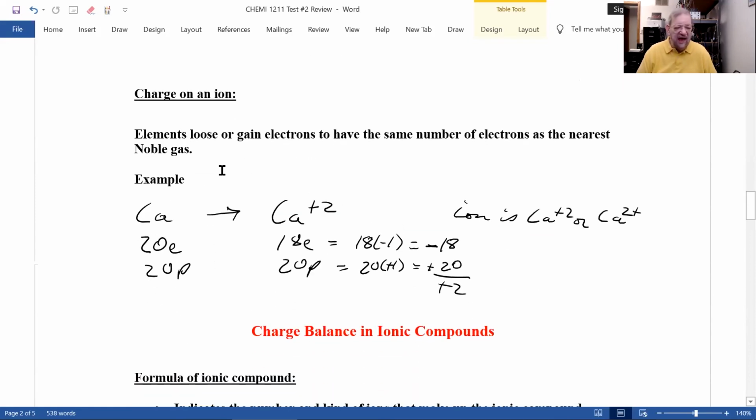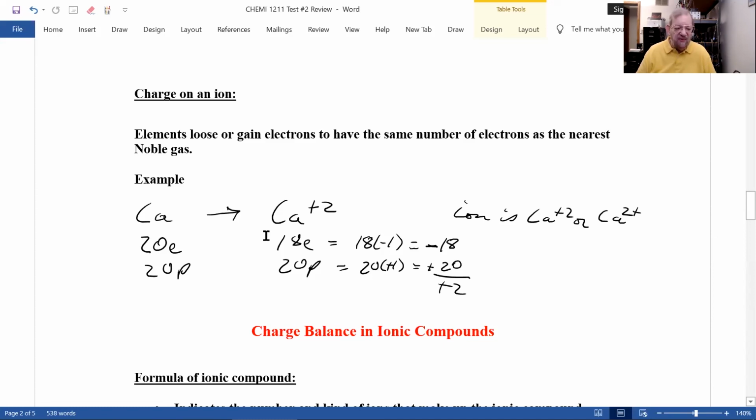Now, when you gain or lose an electron, you form an ion. And how do you do that? Determine what ion an element will form. Elements lose or gain, so they have the same number of electrons as the nearest noble gas. Therefore, calcium, what ion does calcium form? Remember, atomic number gives you the number of electrons and the number of protons in an atom of an element, and the atomic number for calcium is 20. So it has 20 electrons and protons.